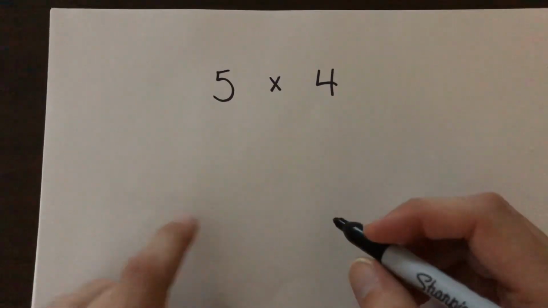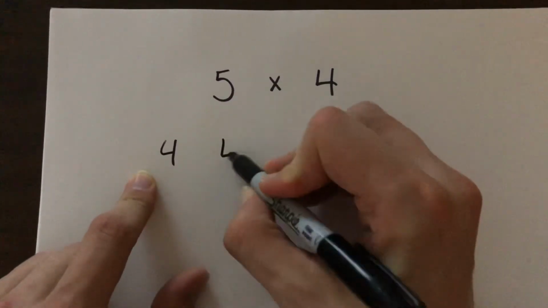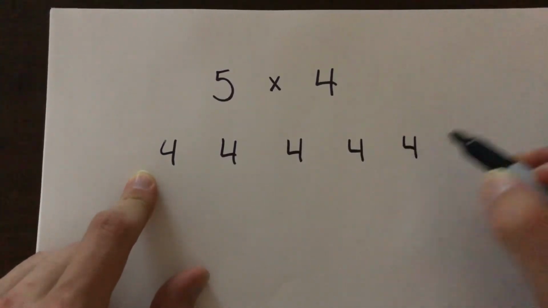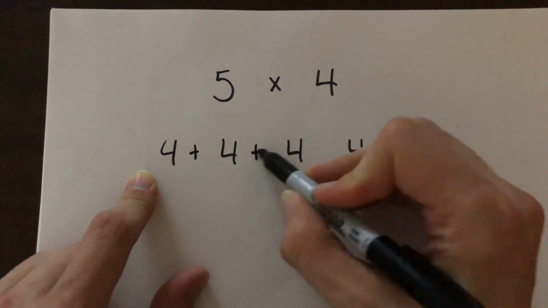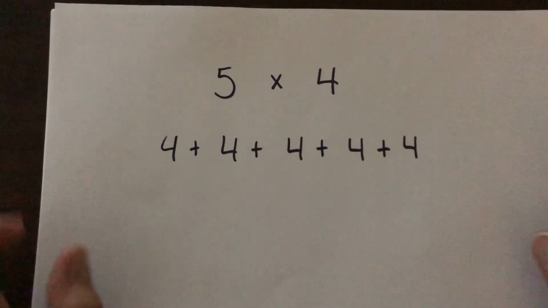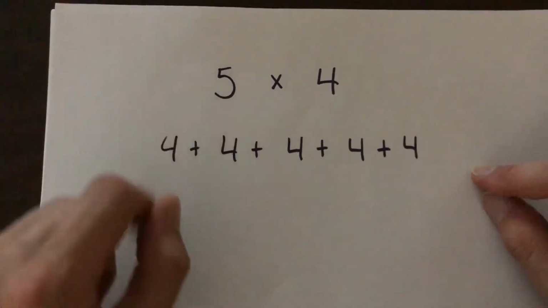So here's how I'd write that. See, I need 5 4s. 1, 2, 3, 4, 5. And let's put some plus signs in between because it's repeated addition. There we go. Now, that's our repeated addition sentence that matches our multiplication sentence.